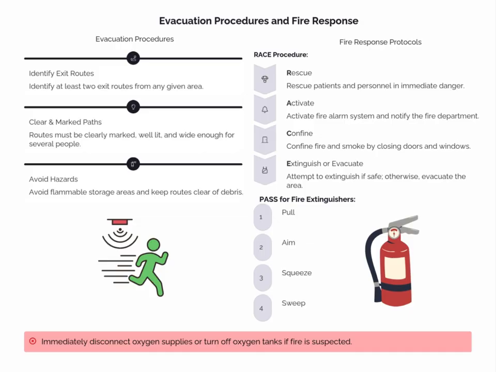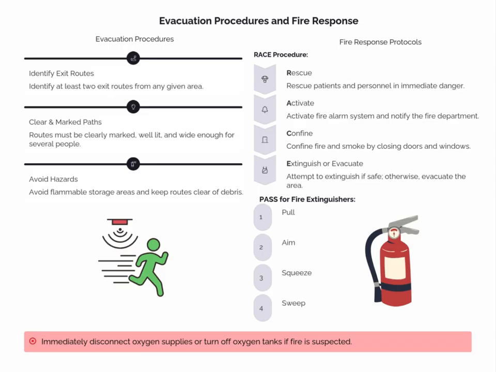And then fire safety is really important. Evacuation procedures and fire response. We'll talk about this a little more when we get to emergency procedures, like CPR and things like that. But this is in this unit as well. So evacuation procedures and making sure that you're aware of the exit routes. OSHA requires at least 2 exit routes from any given area with clear marked paths. And they should all be free of debris. Otherwise, that's a fire hazard.